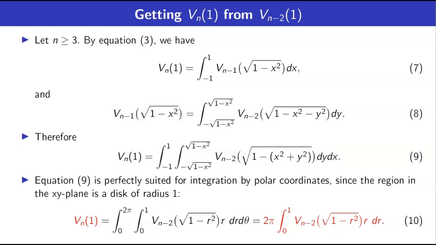Why is it nice? Because equation 9 is perfectly suited for integration by polar coordinates, since the region in the xy plane is a disk of radius 1. Converting equation 9 to polar coordinates means theta goes from 0 to 2 pi, r goes from 0 to 1, and dx dy equals r dr d theta. However, since there's no theta dependence in the integral, we get that the double integral is just 2 pi times a one-dimensional integral.